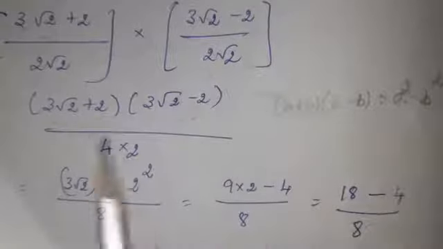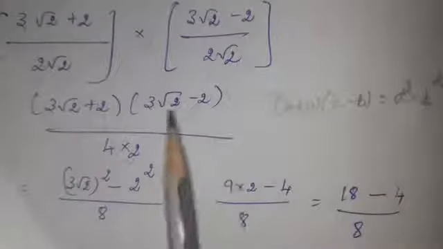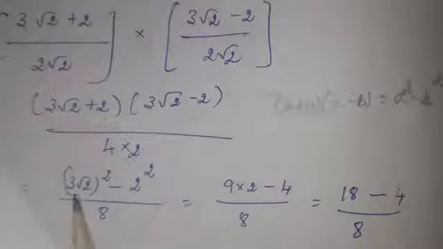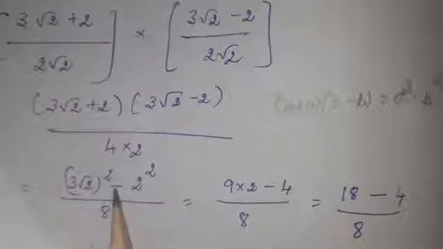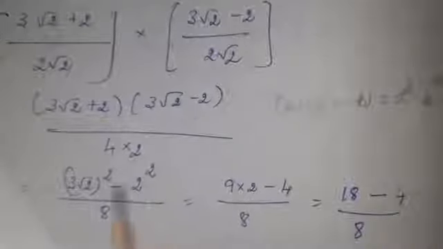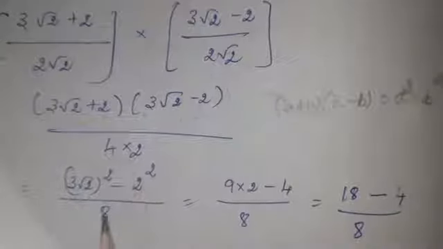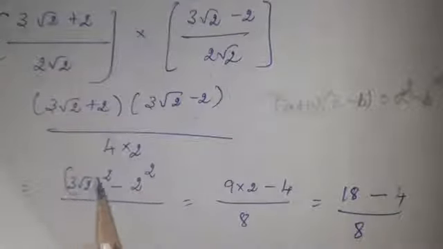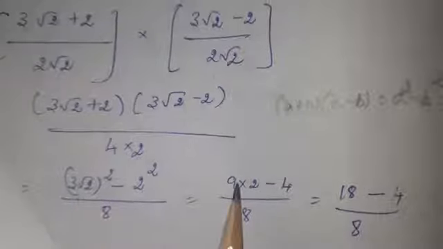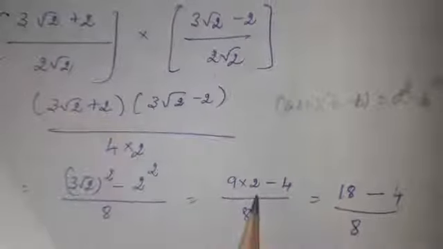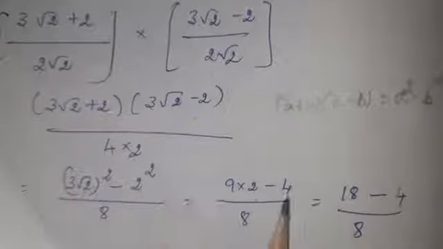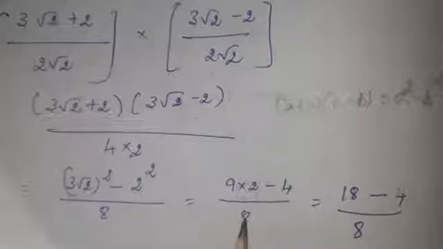So in a place you are having 3 root 2, in b place you are having 2. That concept I am doing here. So 3 root 2 the whole square, this is a square, minus b square is 2 square, divided by 4 2s are 8. When you square this one, 3 square separately and root 2 square separately: 3 into 3 is 9, root 2 square is 2, root 2 into root 2 is 2, minus 2 square is 4, divided by 8.